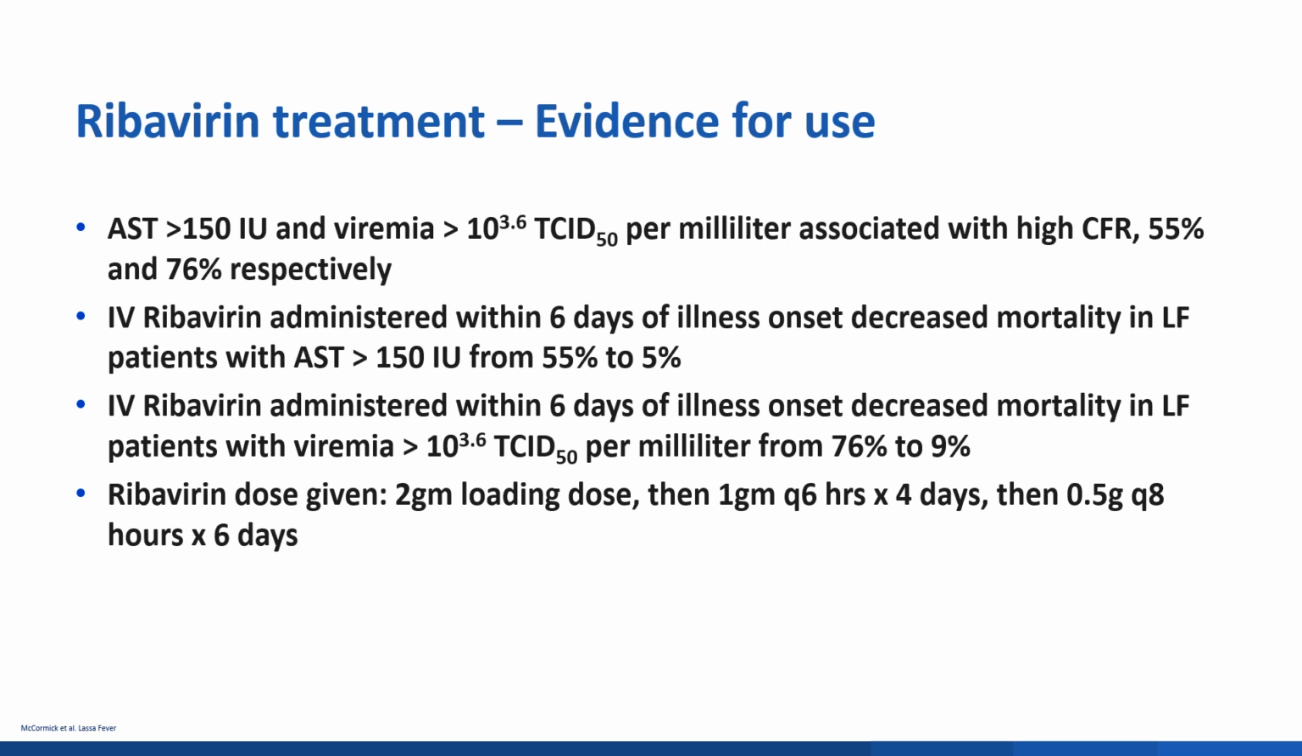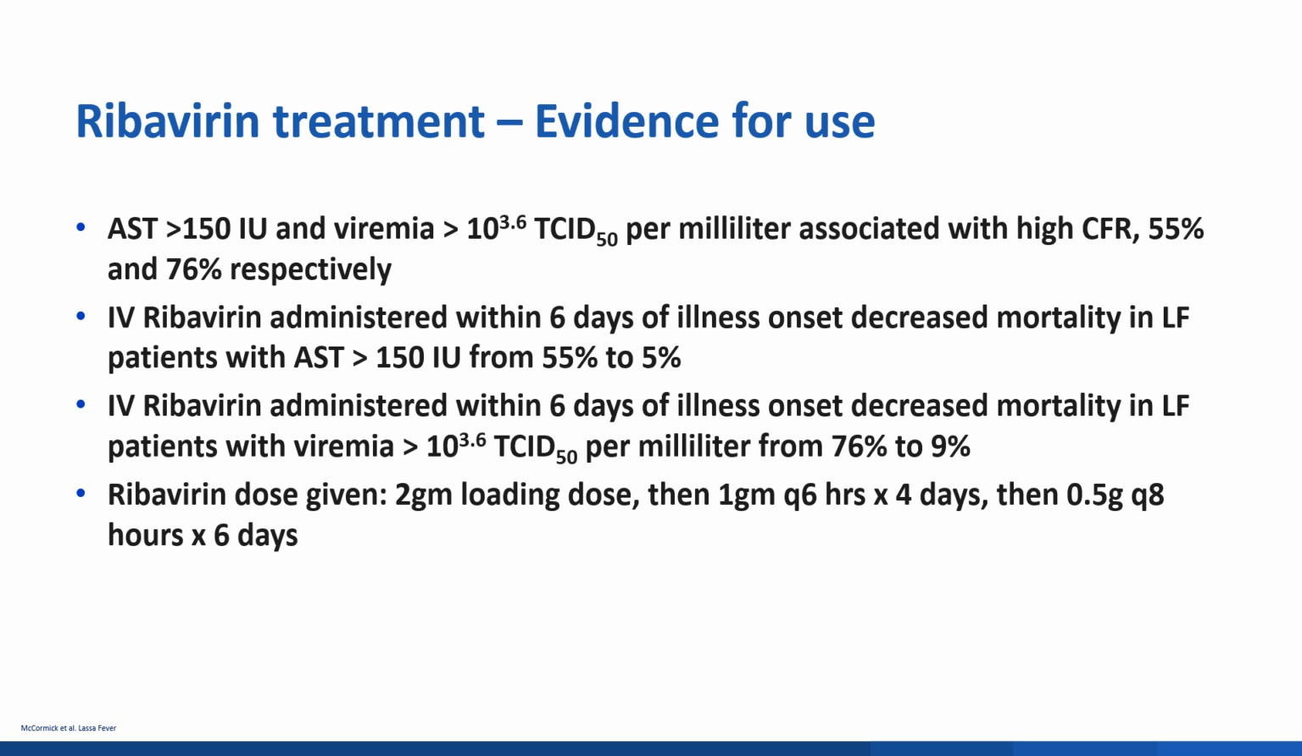One study found that AST levels greater than 150 international units and viremia greater than 10 to the 3.6 TCID50 per milliliter were associated with high LF case fatality rates. This study found that IV ribavirin administered within 6 days of illness onset decreased mortality in LF patients with AST greater than 150 international units from 55% to 5%.